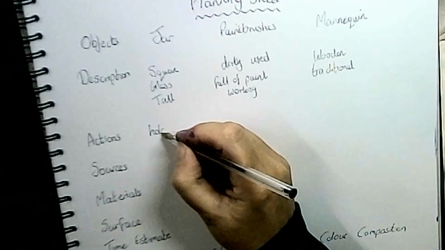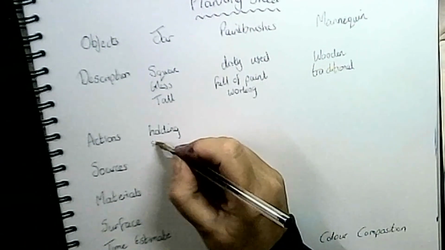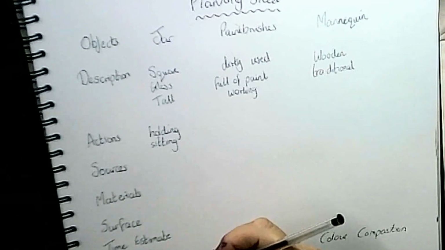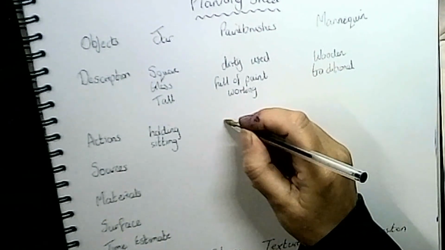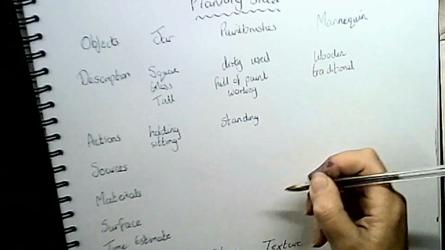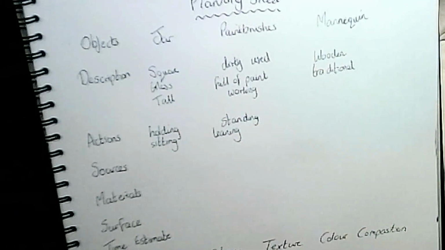Now we're going to look at some actions. What is the jar doing? The jar is holding the paintbrushes. It's sitting on the surface. What are the paintbrushes doing? The paintbrushes are standing in the jar, leaning against the edge of the jar.